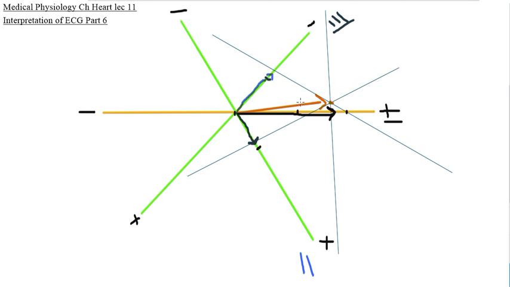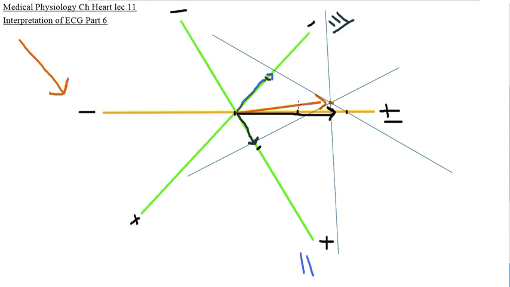It means that this QRS vector is abnormal, because the normal direction of the QRS vector is about 58 to 59 degrees, whereas here it is deviated towards the left side. As a result, as it has deviated towards the left side, it means left axis deviation. And what is the cause of left axis deviation? It may be due to hypertrophy or due to Purkinje fibers.